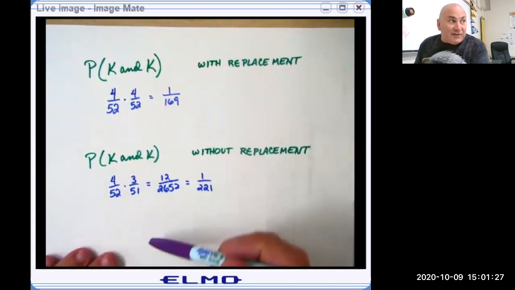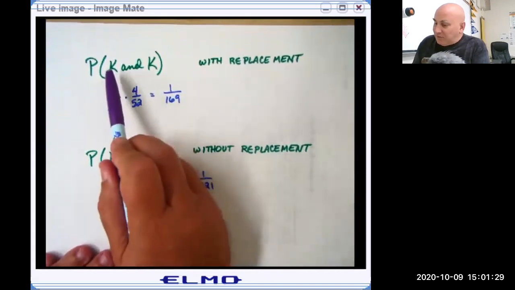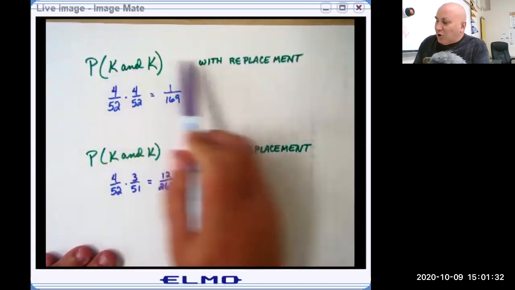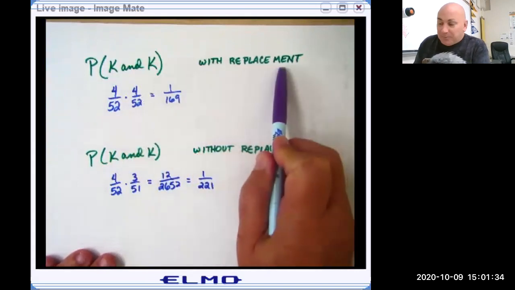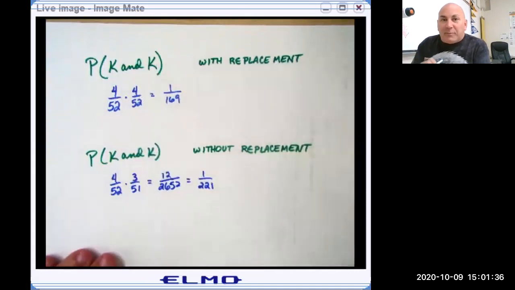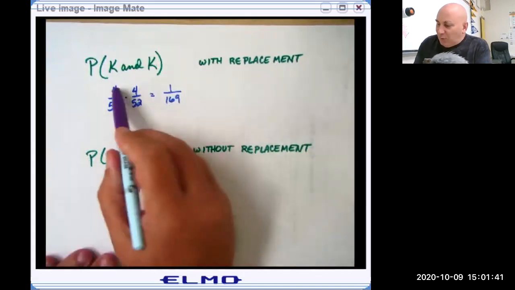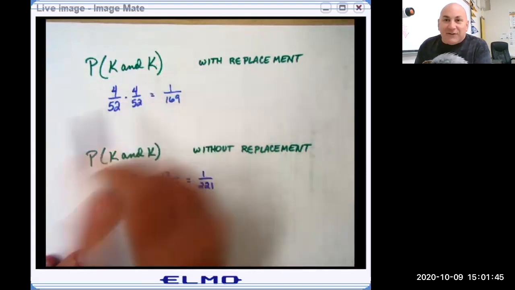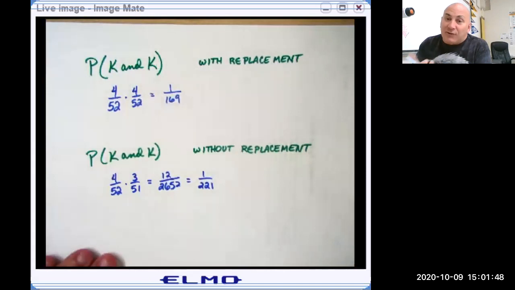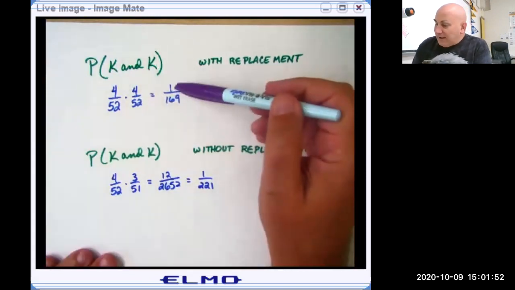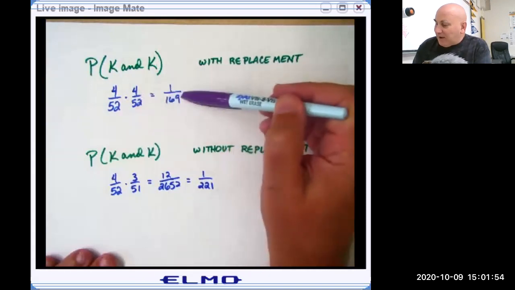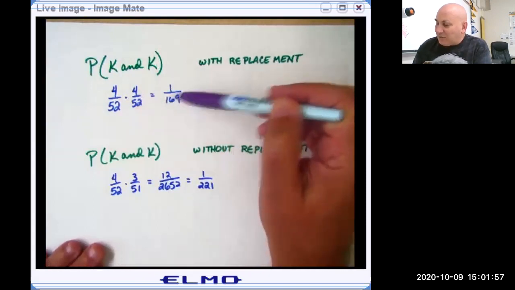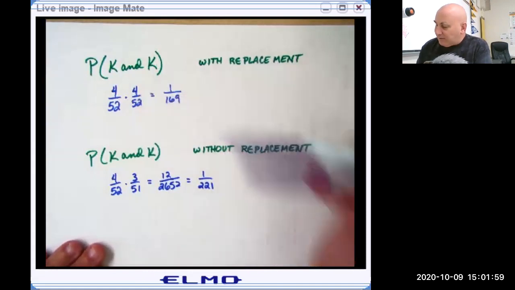Let's take a deck of cards, and I want to know the probability of drawing a king and a king with replacement. Well, with replacement, you recall, the probabilities don't change. There was a 4 out of 52 chance of drawing a king the first time. There's a 4 out of 52, because you put the card back in, chance of drawing it the second time. So that multiplication simplifies to 1 out of 169.